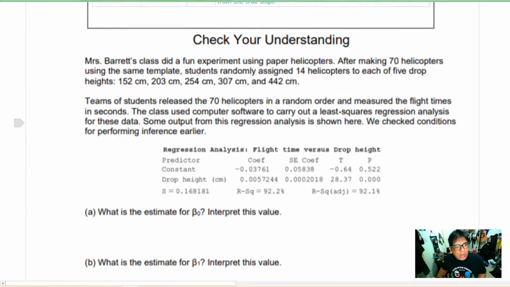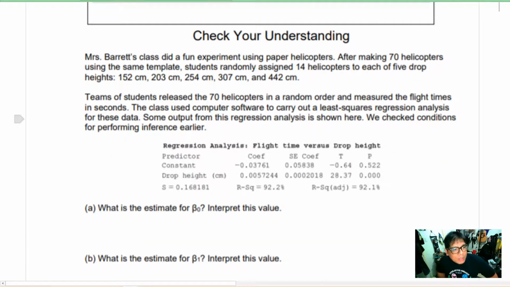So let's check out our understanding here. Mrs. Barrett's class did a fun experiment using paper helicopters. After making 70 helicopters with the same template, students randomly assigned 14 helicopters to each of 5 drop heights, 152, 203, etc. Teams of students released the 70 helicopters in a random order and measured the flight times in seconds. The class used computer software to carry out a least squares regression line analysis for the data, and this is some of the output from the regression analysis.